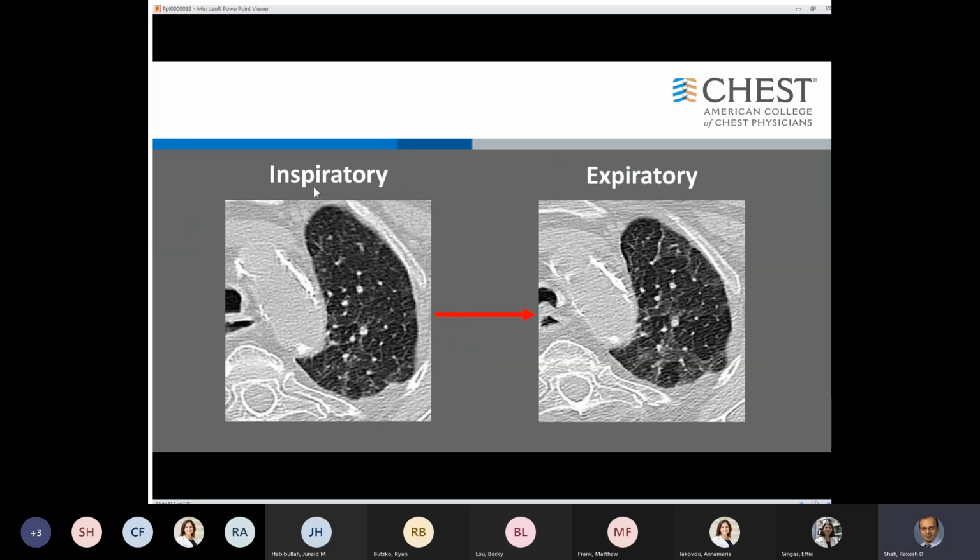So here are some examples. Inspiratory, expiratory. Look at the trachea always. When you're taking a deep breath, the posterior membrane is straight or bulging out. In expiration, it bulges in.